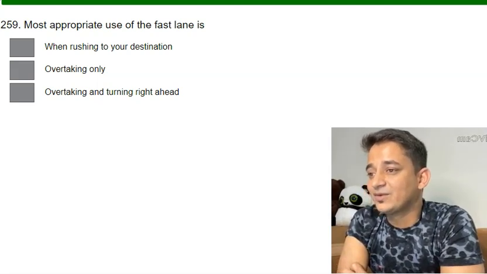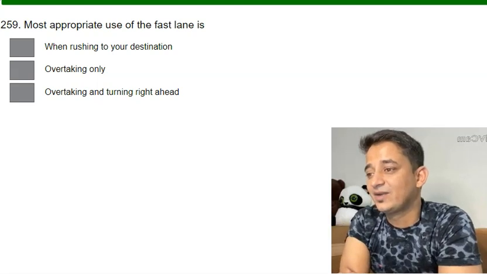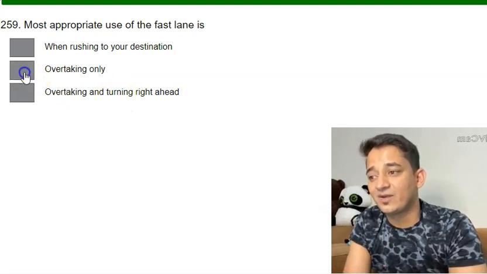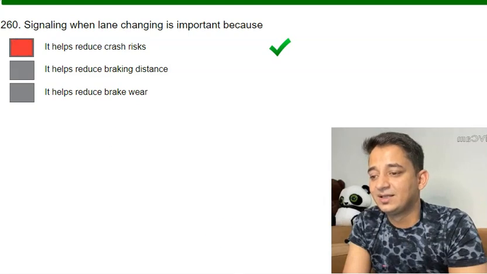Most appropriate use of the fast lane is when rushing to your destination, overtaking only. So the fast lane, the left side lane, is usually for overtaking only. Signaling when changing lanes is important because it helps reduce crash risk, it helps reduce braking distance, it helps reduce brake wear. So it usually helps in crash risk.